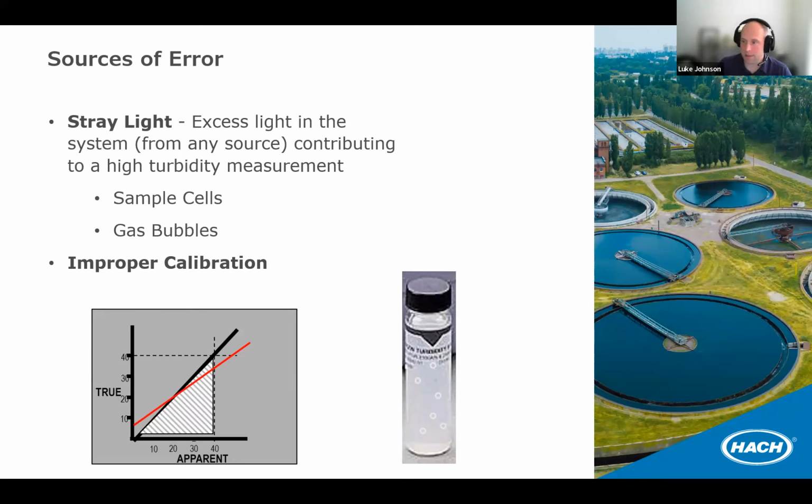So a couple places that could come from are the sample cells themselves, and we'll talk about that in the next slide, or gas bubbles that are in your samples. Those gas bubbles are not suspended solids. They're a temporary artifact of your sample, but those will also reflect light and be measured as turbidity. And then the other big source of error is an improper calibration. So we'll talk about both of these in a couple slides.